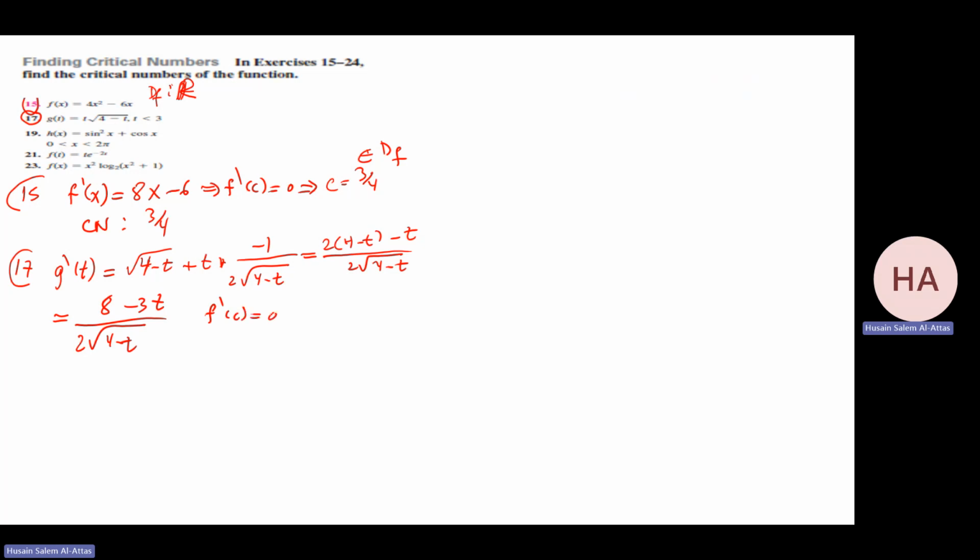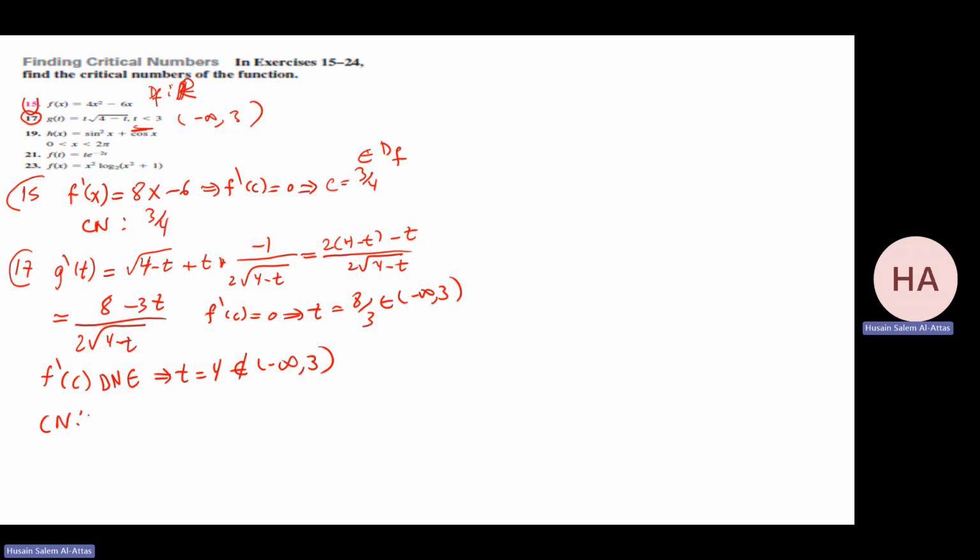f prime at c equals 0 implies t equals 8 over 3, which belongs to the interval, because the function is restricted to minus infinity to 3. But f prime does not exist implies t equals 4, which does not belong to the interval minus infinity to 3. So the only critical number we have is t equals 8 over 3.